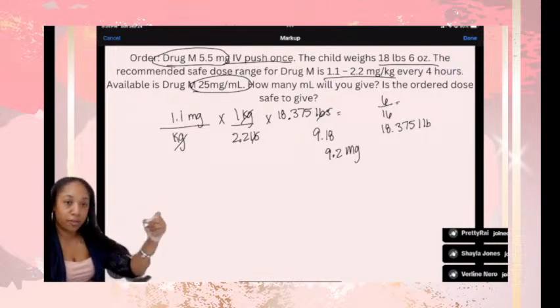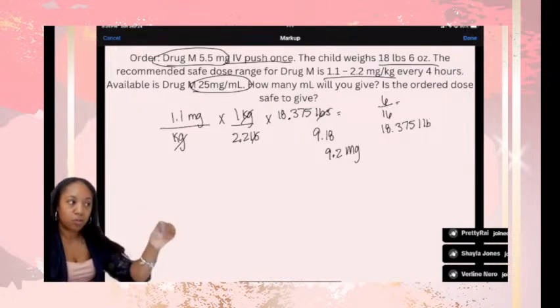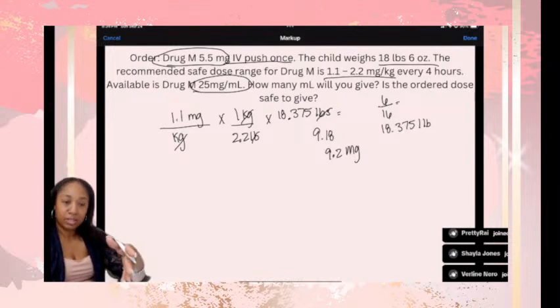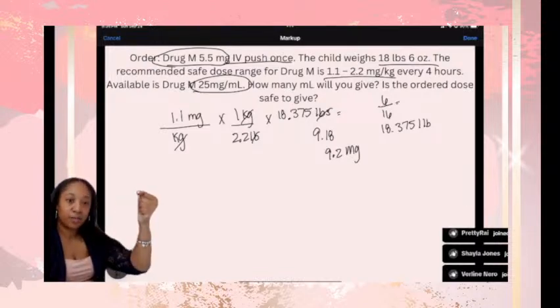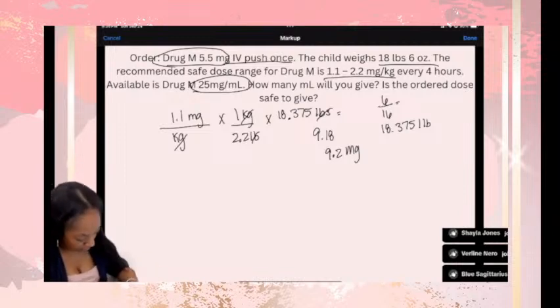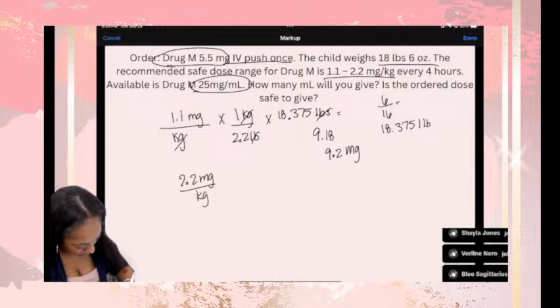You have another number that you need to figure out. So when you have a range, you can have a lower limit and an upper limit. The lower limit, if you go below it, it's going to be subtherapeutic. If you give that medicine and it's too little, it's not going to do anything. And the upper limit is the max that they can get. So if they get more than the max, then that means they're going to be toxic, okay? So that's that 2.2 milligram per kilogram.